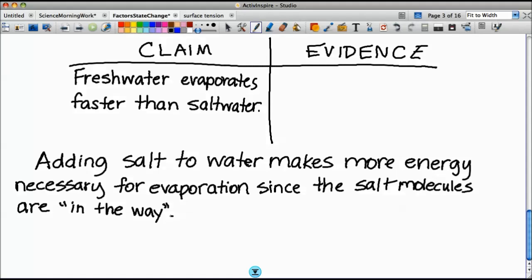Because now the same thing is going on. Those water molecules have to get around the salt, then go into the air when you're boiling it. So normally it would boil at 100 degrees Celsius, 212 Fahrenheit, but now it might be 110 or 220.